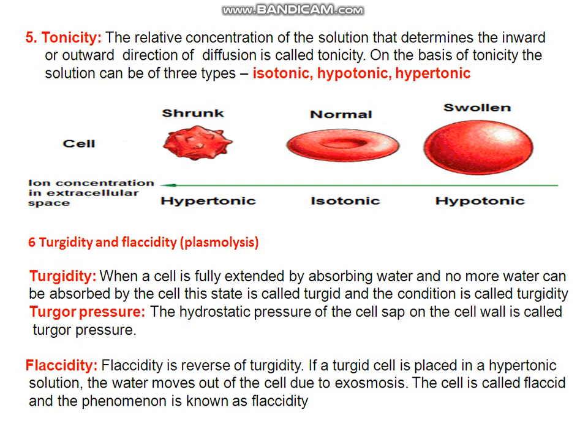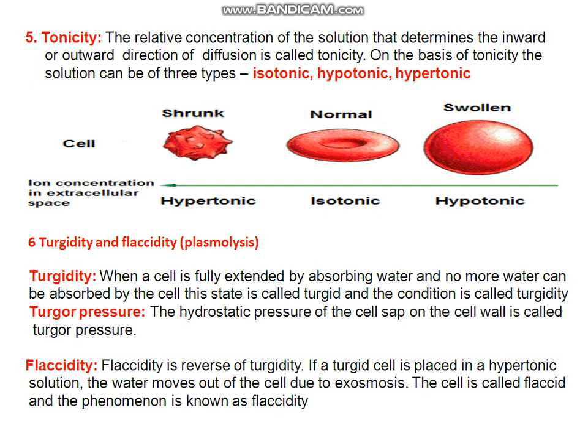Now turgidity and flaccidity. Turgidity means when a cell absorbs water, it becomes extended, and when the cell is fully extended by absorbing water and no more water can be absorbed by the cell, the cell is called a turgid cell, and the condition is called turgidity. So what is turgidity? When a cell is fully extended by absorbing water and no more water can be absorbed by the cell, this state is called turgid, and the condition is called turgidity.